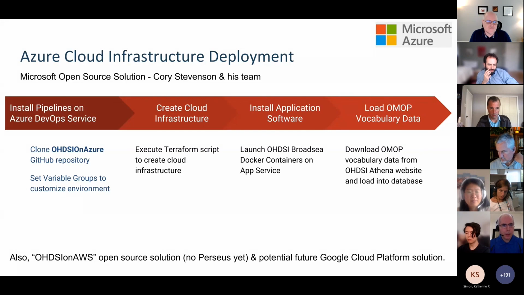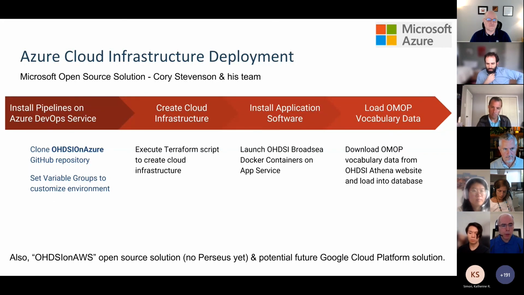So this is very technical, but there's been a lot of work done by Microsoft and Corey Stevenson and his team in particular to simplify, to script the infrastructure in the cloud. So if you're using Azure, you'll be able to go to a GitHub. It'll execute a script which will generate all the correct cloud infrastructure, all the networks, the applications, databases, and then it'll build and launch those Broadsea Docker containers, and you'll be able to download your OMOP vocabulary data and load it into the database, and you're up and running.